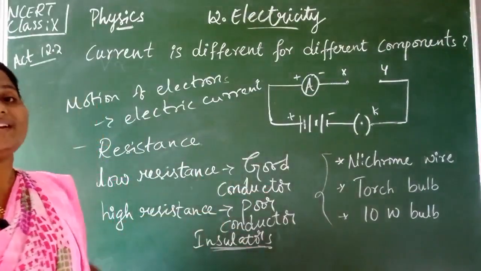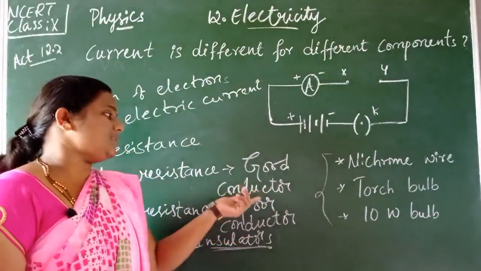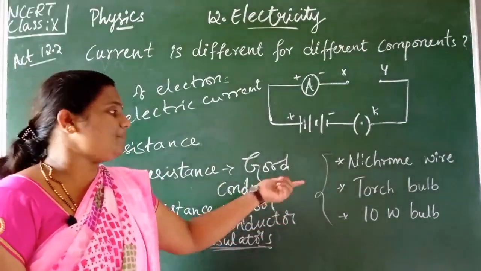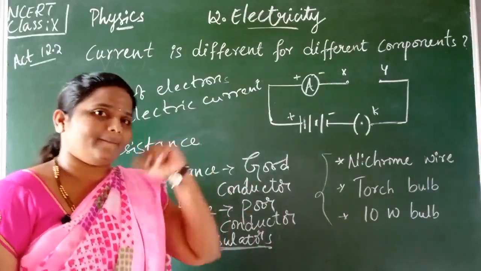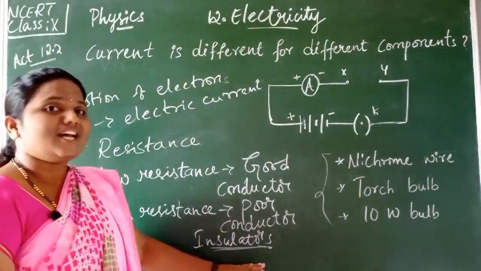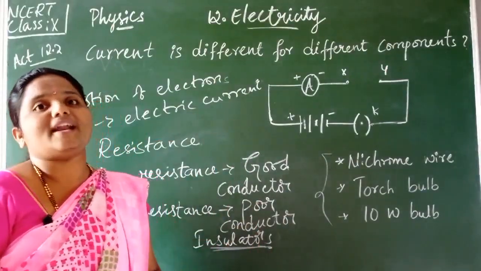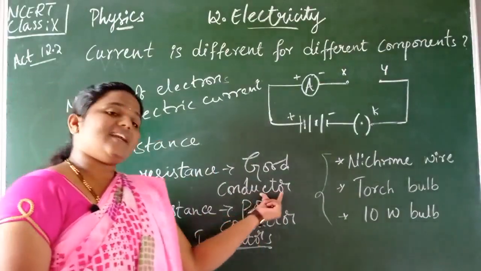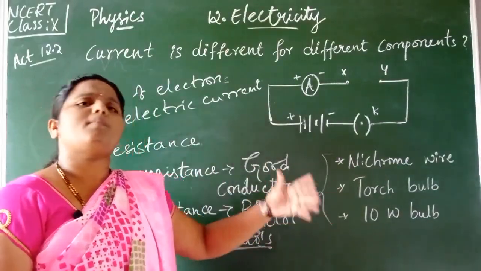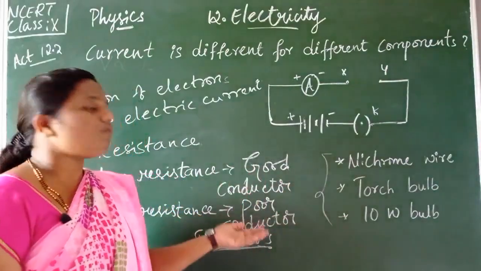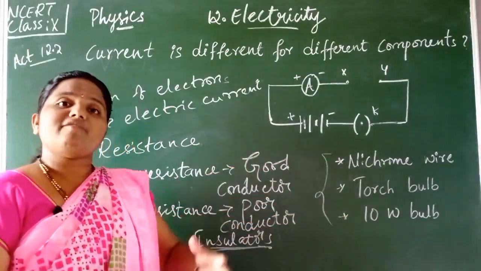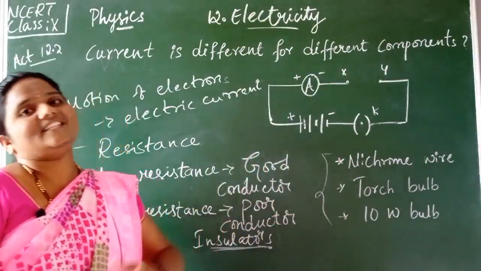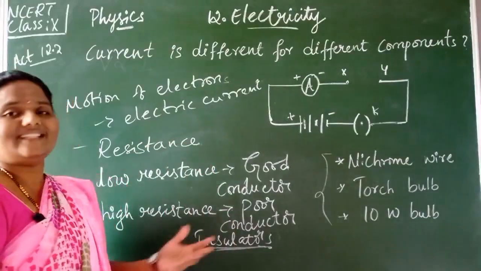Do you remember, children, the general meaning of conductors and insulators? Okay, no problem, I will repeat. Conductors are those substances which allow an easy path for the flow of current through them, whereas insulators do not allow the flow of current through them. Examples of conductors are metals like copper, aluminum, silver. These are all good conductors. They allow electric current to flow through them easily.